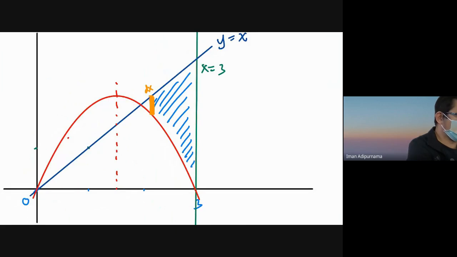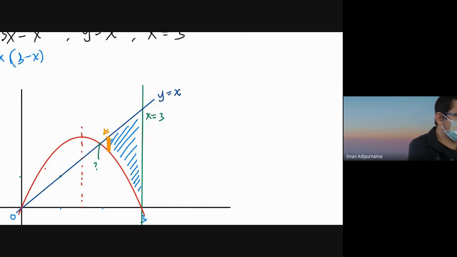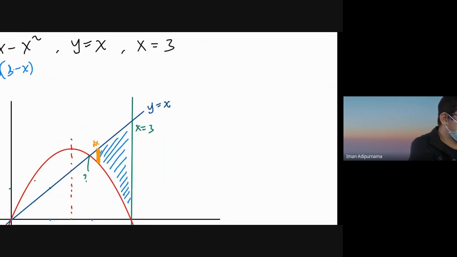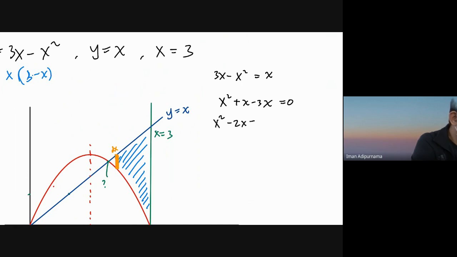First, we need to find what this intersection is. This intersection is based on y equals x and the curve. So 3x minus x squared equals x. So we have x squared plus x minus 3x equals 0, so this will be x squared minus 2x equals 0.